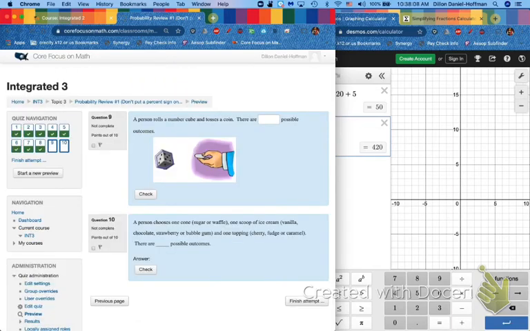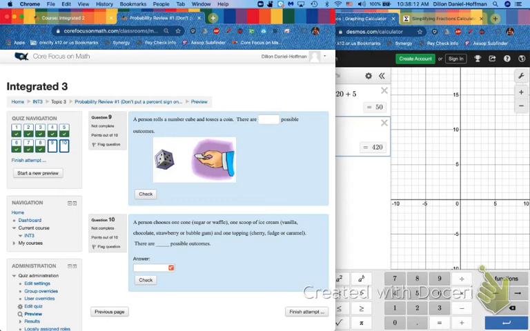All right, 9 and 10. A person rolls a number cube and tosses a coin. There are blank possible outcomes. Okay, this is going to preview our next assignment, where we look at what's called the multiplication principle of counting, which simply says if you have separate items, in this case a die and a coin, and you want to know how many different outcomes there are on the combination of them, all you have to do is multiply the numbers together that are individual to get our answer.